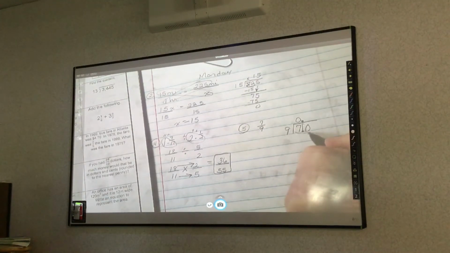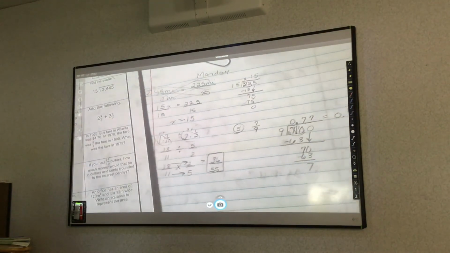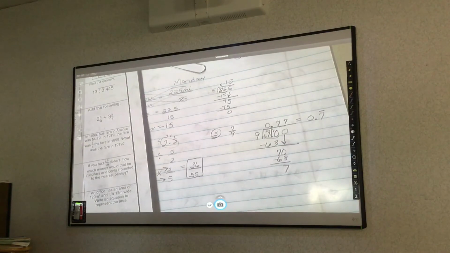9 goes into 70, how many times? 7, because 7 times 9 is 63. Subtract. 7 becomes a 6, this becomes a 10. 10 minus 3 is 7. Add another 0. Bring it down. 9 goes into 70 7 times. What's happening? It's repeating. So I can stop. So it's 0.7 with the bar over the 7. The 7 just continues to repeat.